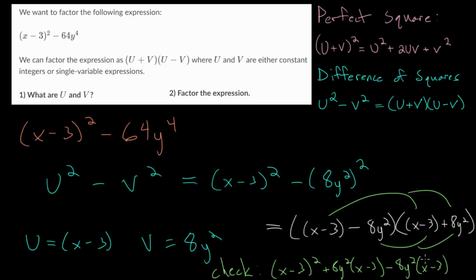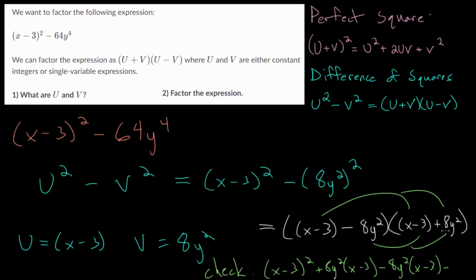We're now distributing this like we did in the last one. So minus 8y² times 8y² is minus 8 times 8, which is 64, and y² times y² is y to the fourth power. Again, notice these middle terms, 8y² times (x − 3), will cancel out since we have a positive version and we're subtracting the same term from that. So this and this cancel out, and we just get (x − 3)² − 64y⁴. And since that's what we started with, we know for sure that this is the correct answer here.